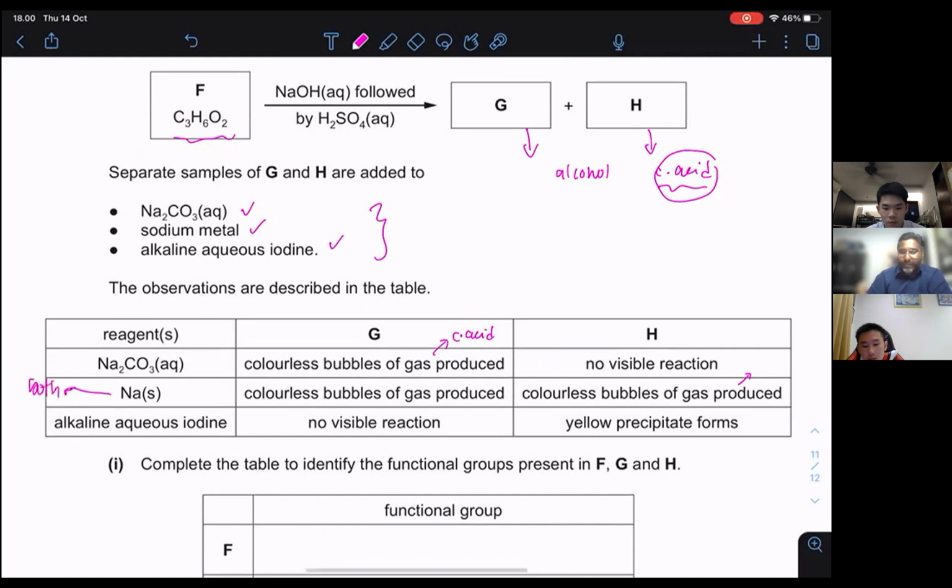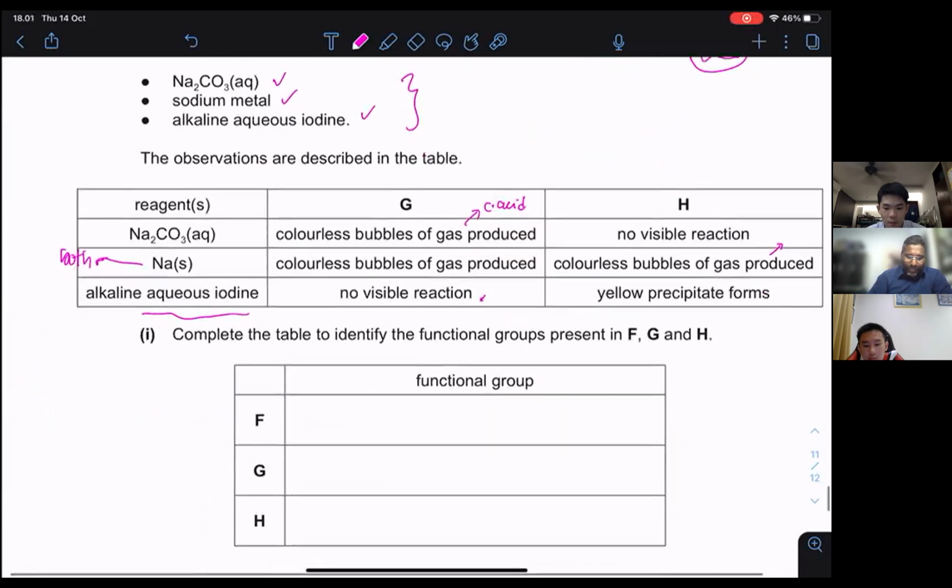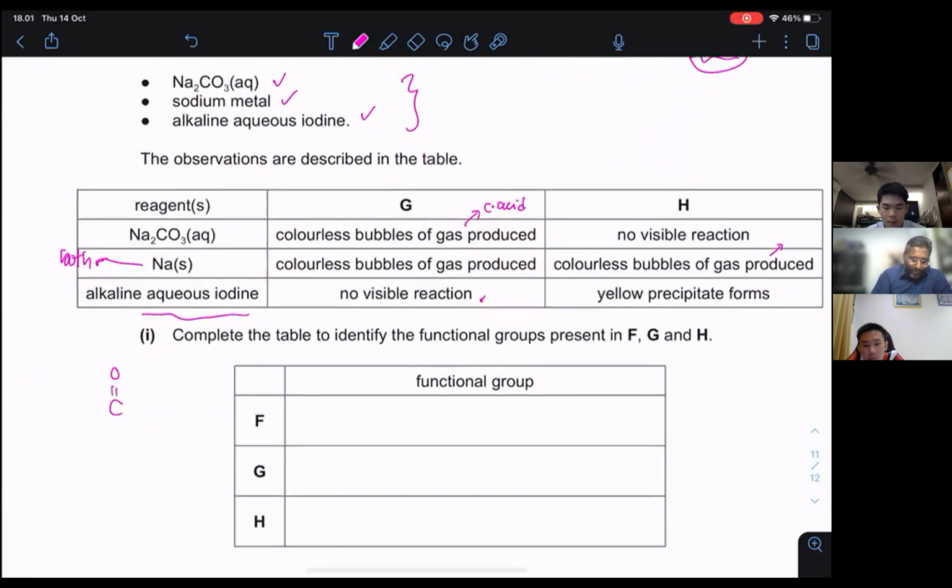So which is confirmed by this. Okay, we cannot use. But here, another one is going to be, they say no visible reaction. If you look at aqueous iodine, this aqueous iodine is going to be the triiodomethane reaction. This triiodomethane reaction can be used for this, if you have something like this.